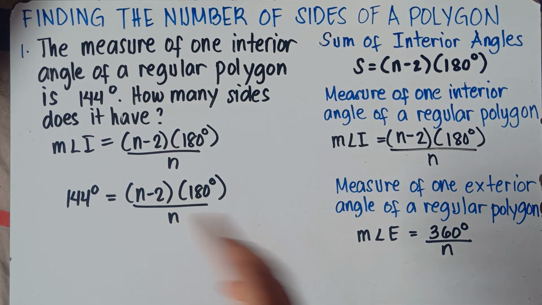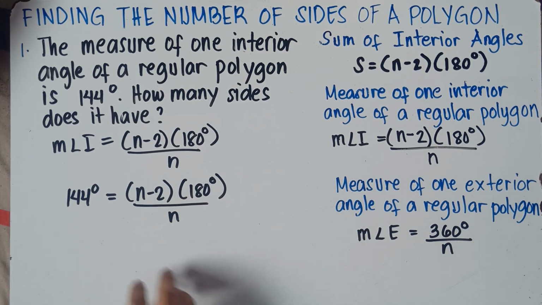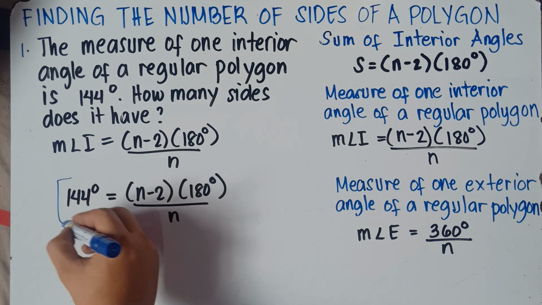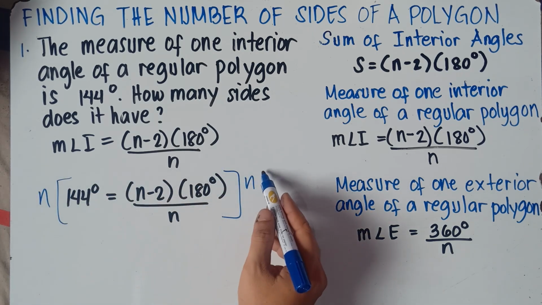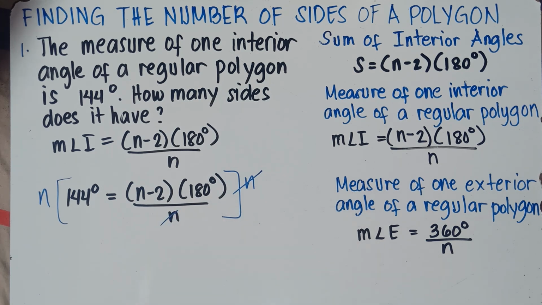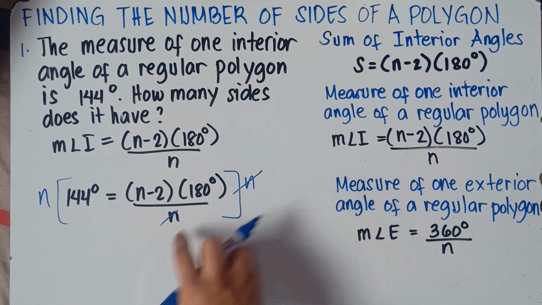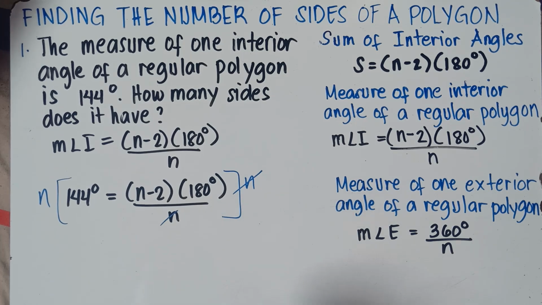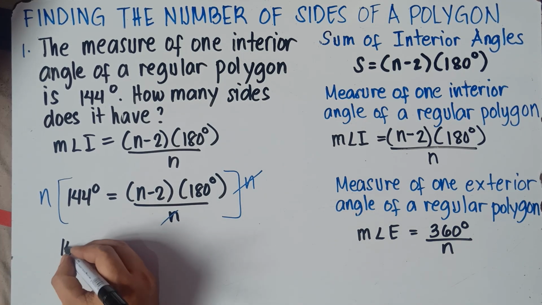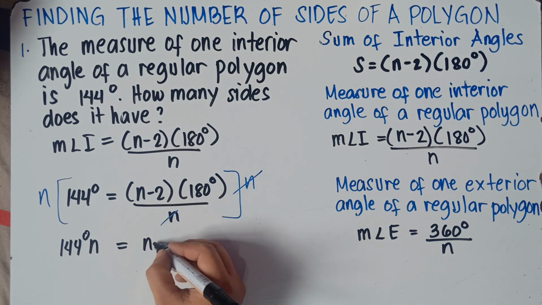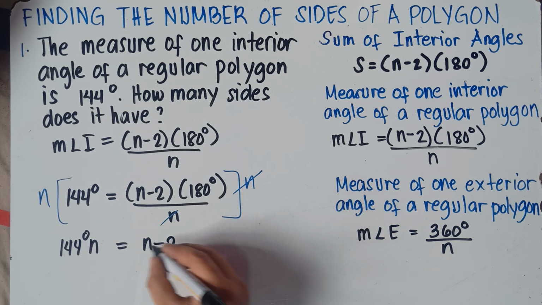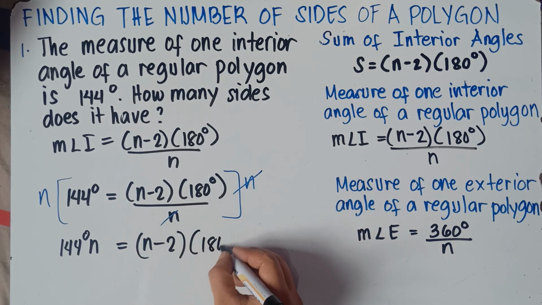To get the value of n, class, we need to cross multiply. You have two options. First, you can use the properties of equality. You can multiply both sides by n so that we can cancel this out. N divided by n, we can cancel this out. And then 144 degrees times n, that would be 144 degrees n. Then simply copy this equation because we just canceled n. This will be the first solution.